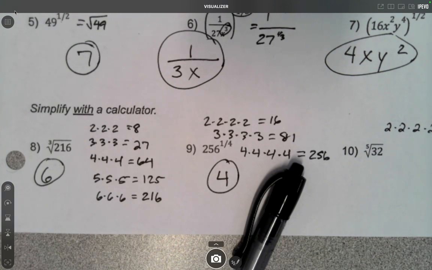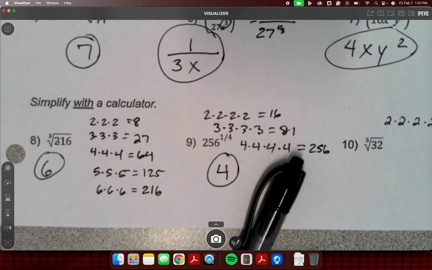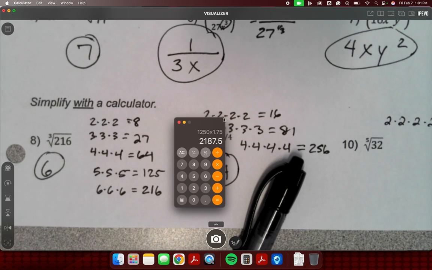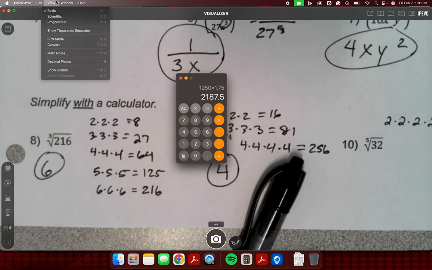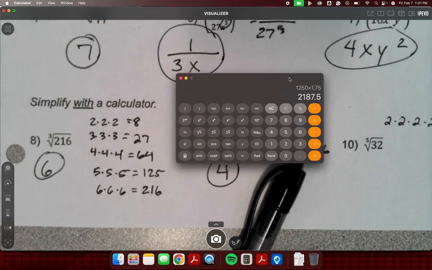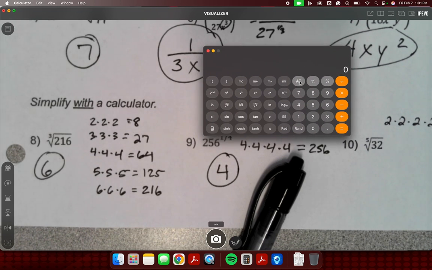See if I can get mine up. Hold on just a second. Okay, here we go. I think I can, yeah, this one looks more like yours. It's not exactly like yours.